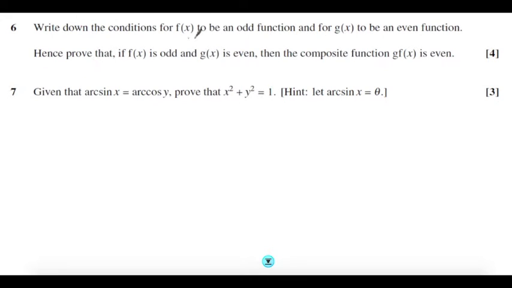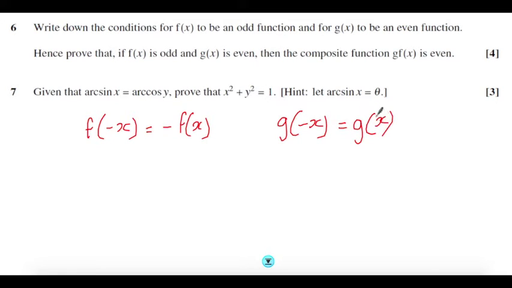Right, question 6. Write down the conditions for f of x to be an odd function. So if f of x is an odd function, that means f of minus x equals minus f of x. For g of x to be an even function, that means g of minus x equals g of x. You need to know that by heart. So basically it means an odd function, if you reflect it in the y, it's the same as reflecting in the x. Even, if you reflect it in the y, it stays the same.